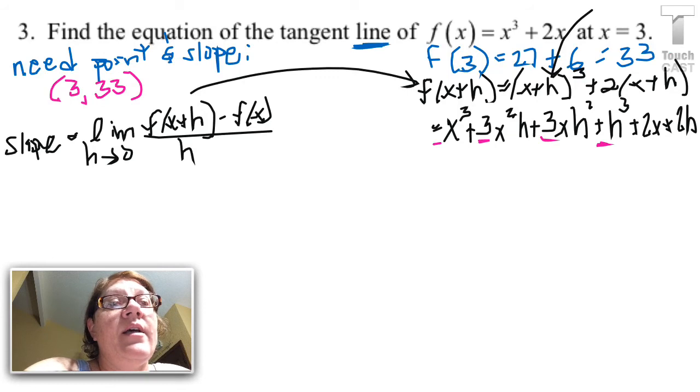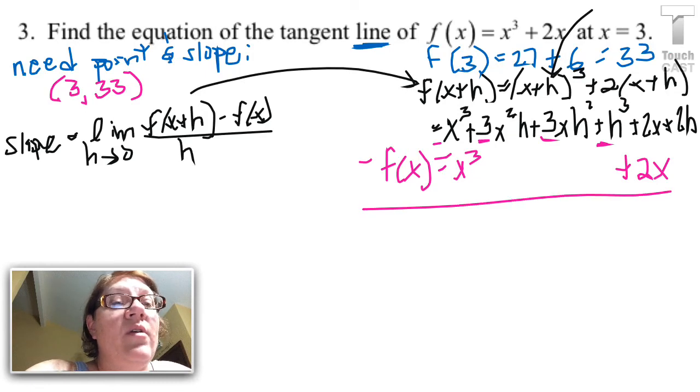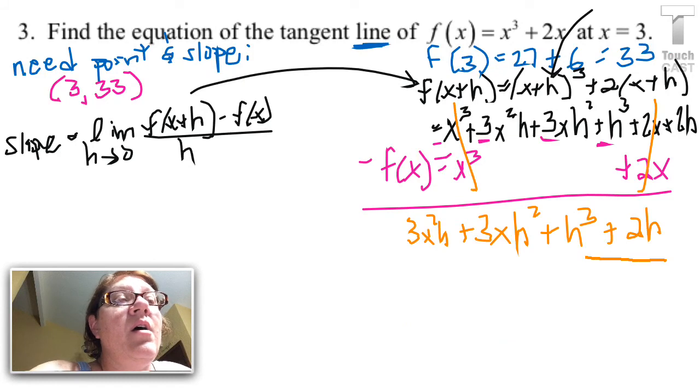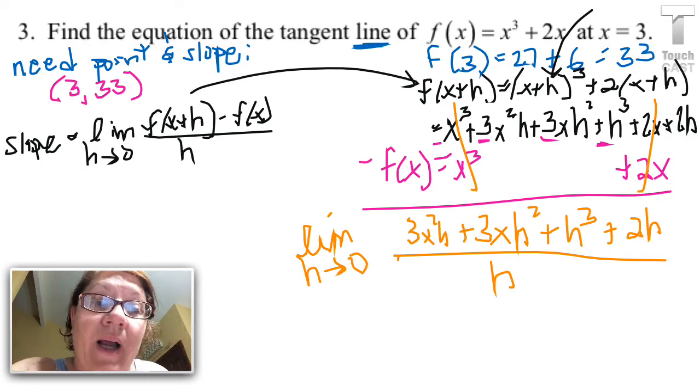Okay, so now I want to take that and subtract f of x, but f of x is x cubed plus 2x. Notice how I conveniently line them up. Now I can see that x cubed is going to cancel. So I've got a 3x squared h and a 3xh squared and an h cubed. And then the 2x's are going to cancel. Remember, I'm subtracting. Plus a 2h, all over h. And what can I do to that entire numerator? Yes, you are correct. I can factor out an h.